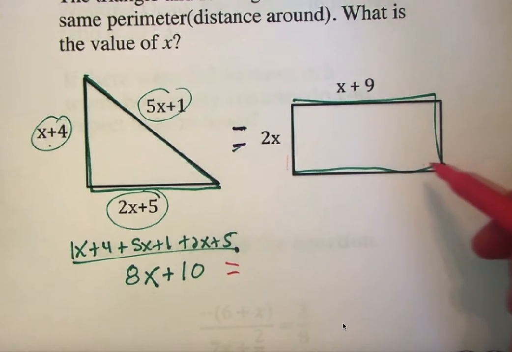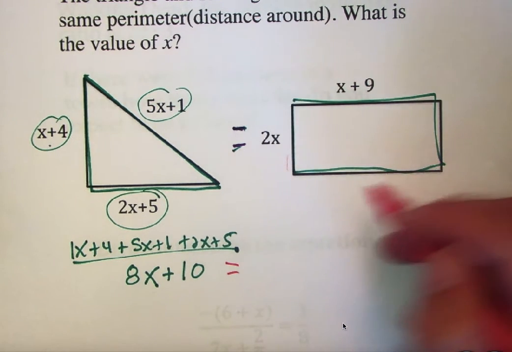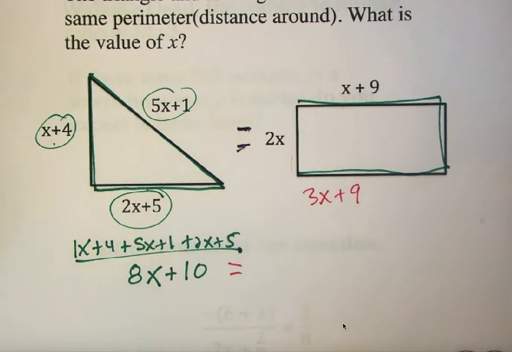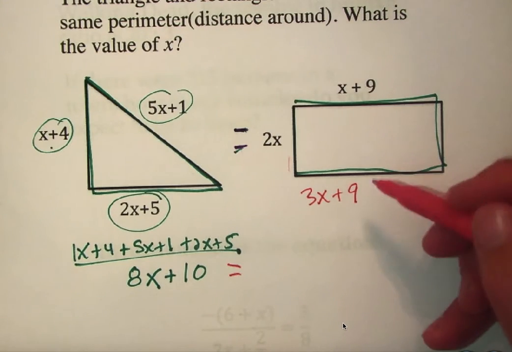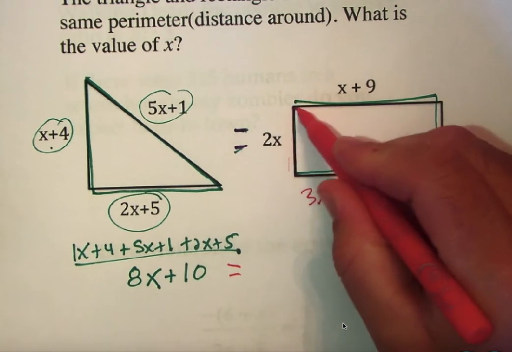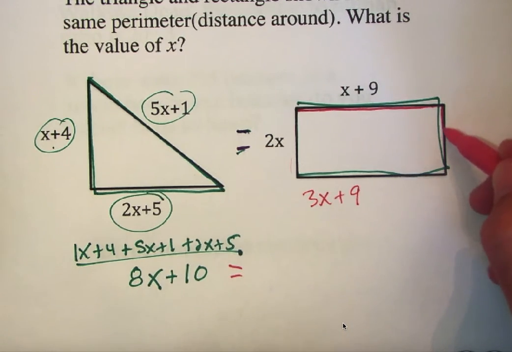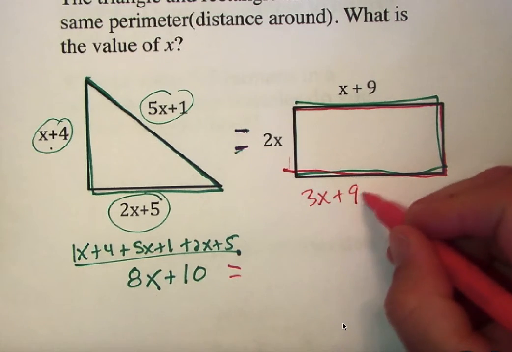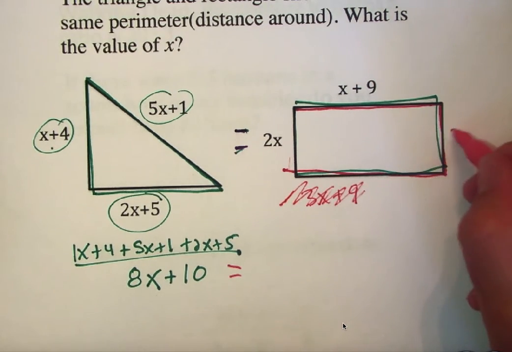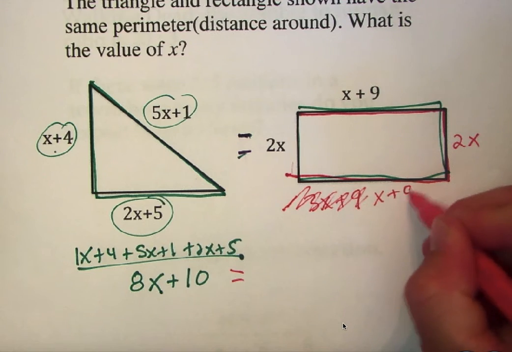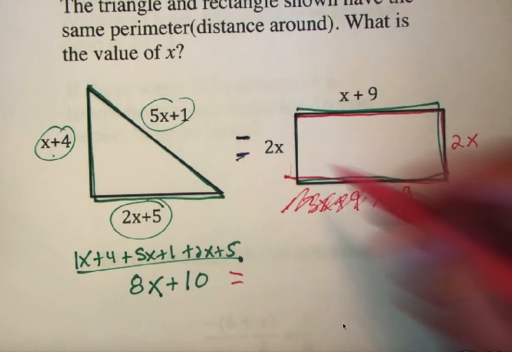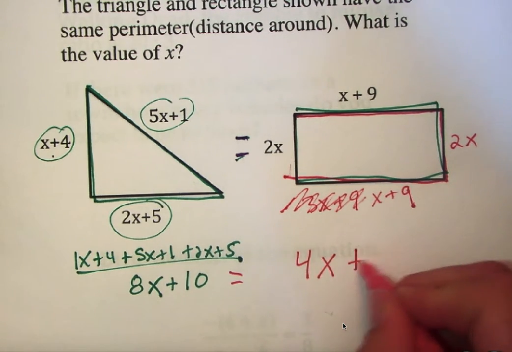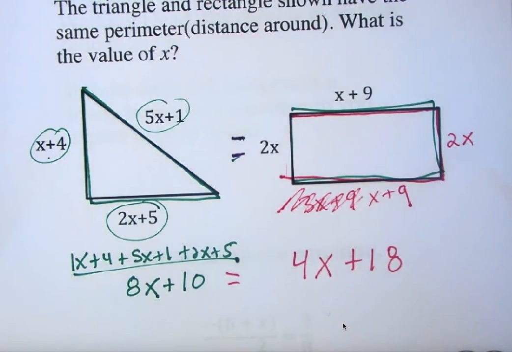And I tricked you a little bit. It's not 3x plus 9. Huh? Well, it's not 3x plus 9 because the distance around is 2x plus x plus 9 plus 2x plus x plus 9. So this isn't right because we forgot to include the 2x over here and the x plus 9 over here. So we actually have the perimeter of this shape to be 4x plus 18. Okay.